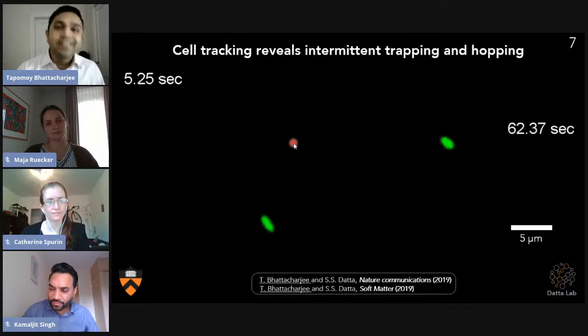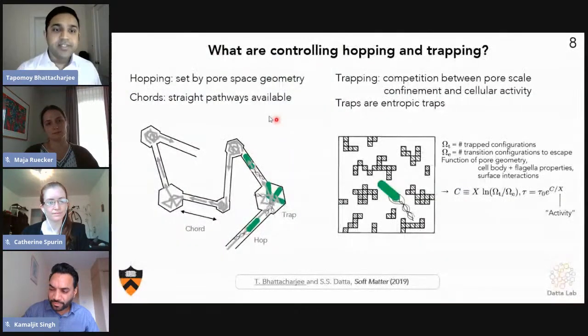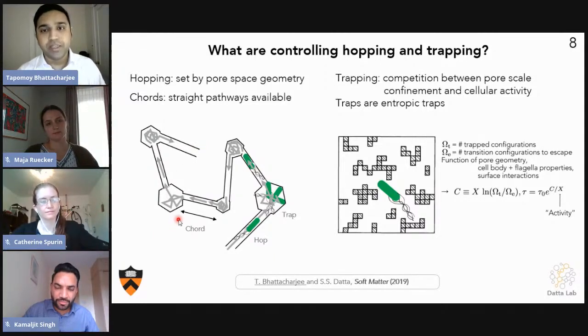And what sets this hopping and trapping? Turns out hops are set by pore space geometry. Cells hop when they find a directed pathway in the pore space. However, traps are set by both pore scale confinement and cellular activity. And we can model the system by considering these traps as entropic traps. Now we can measure the hops and traps separately.